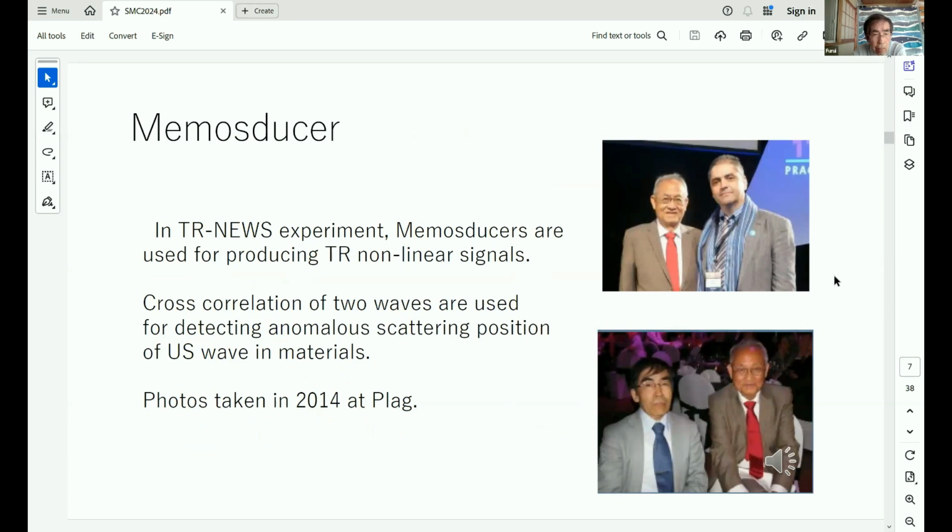We met Professor Leon Chua and my colleague, Sergio dos Santos, in 2014 at Prague in the NDT conference.